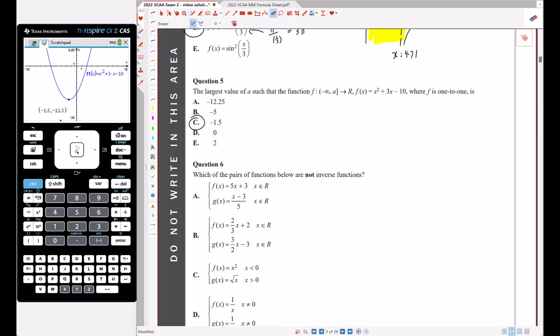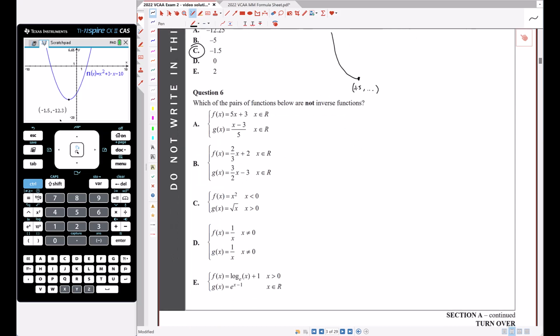So if we let a be negative 1.5, then the domain will be restricted to be just negative infinity to negative 1.5, and so we'll just have that complete half of the parabola to negative 1.5. And that is a 1-to-1 function.